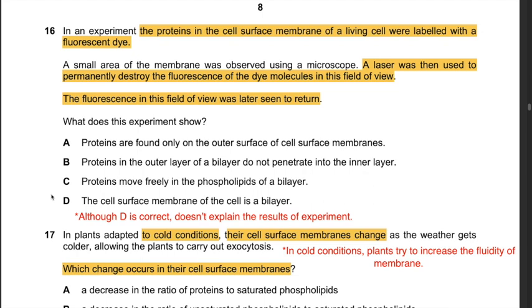C. Proteins move freely in the phospholipids of a bilayer. Yes, as I mentioned, proteins are able to move about due to the fluid nature of the membrane as described in the fluid mosaic model. Hence, answer C is correct. D. The cell surface membrane of the cell is a bilayer. Although D is correct, it doesn't explain the results of the experiment. The result shows that although the fluorescence disappeared, after some time it was seen to return. Therefore, the only possible explanation is that proteins move freely in the phospholipids of a bilayer.